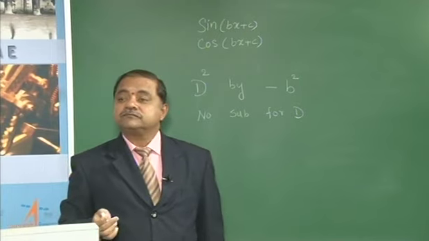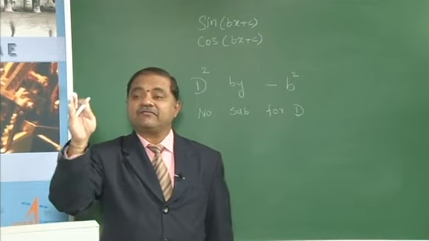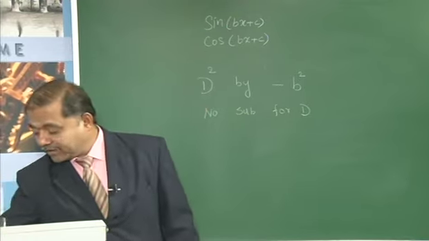Type 2: if the RHS of the differential equation is sin(bx + c) or cos(bx + c), then to find PI, replace D² by −b². Very important, no substitution for D. Only D² should be replaced by −b². The remaining process is the same. You have to find the complementary function. For the solution you write CF plus PI. Only finding the particular integral is a different idea. Let us go for a problem now.